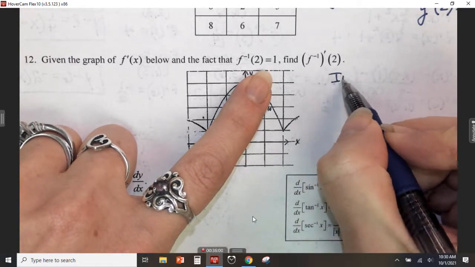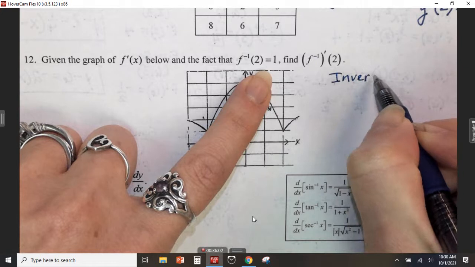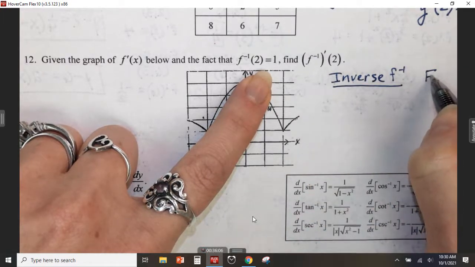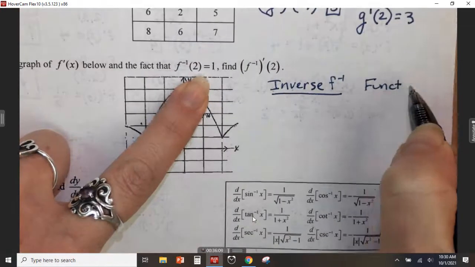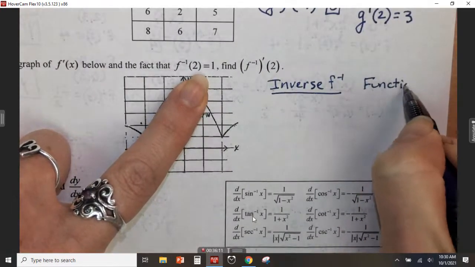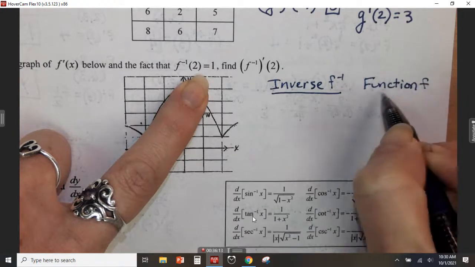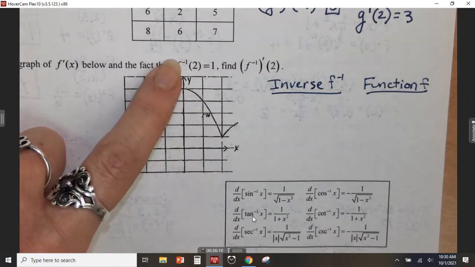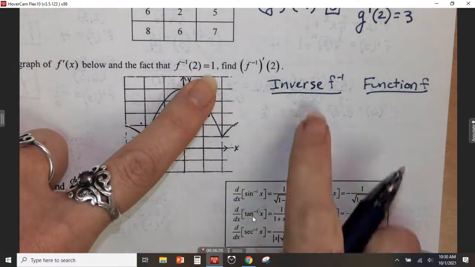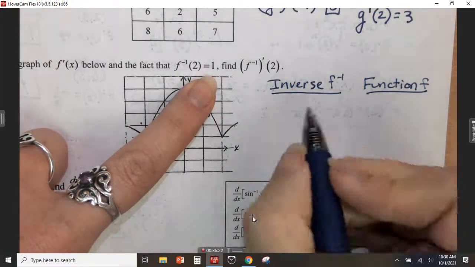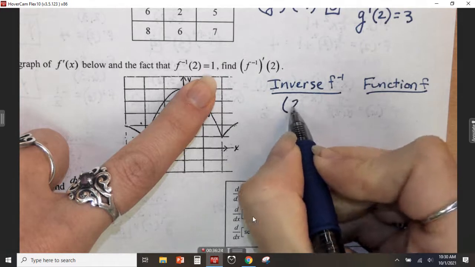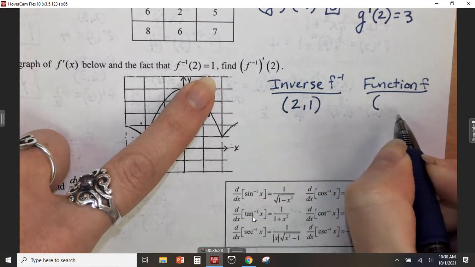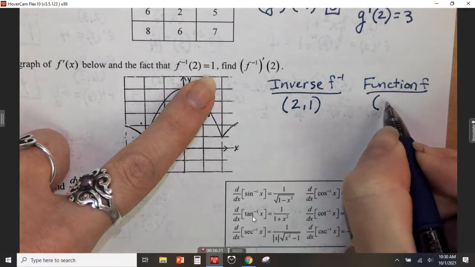All right, so I'm going to set it up. The inverse is f inverse, and the original function is f. I have a point, f inverse of 2 is 1. That's a point on the inverse function. The coordinates are 2, 1. Good. So on the original function, the corresponding point would be 1, 2.